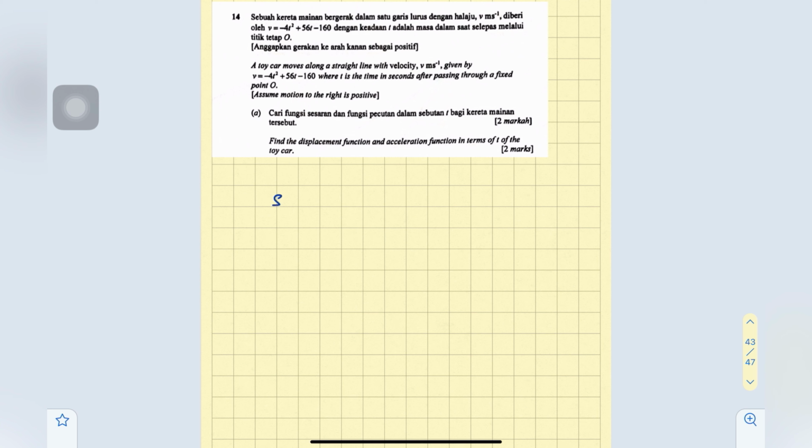So kita tulis dulu dia punya komponen SVA. So kita tahu S to V differentiate, V to A differentiate another time. So since integration is inverse process of differentiation, so A to V integrate. Jangan lupa integrate plus C. So V to S integrate lagi sekali.